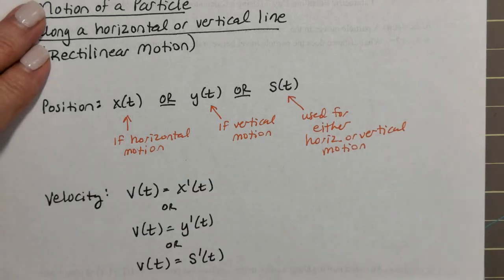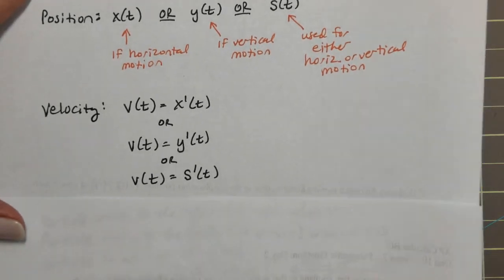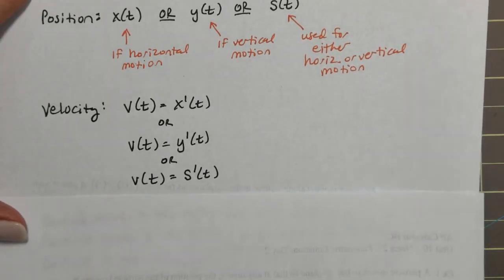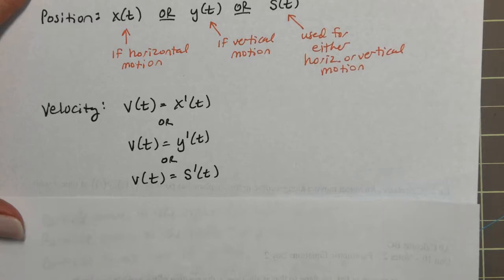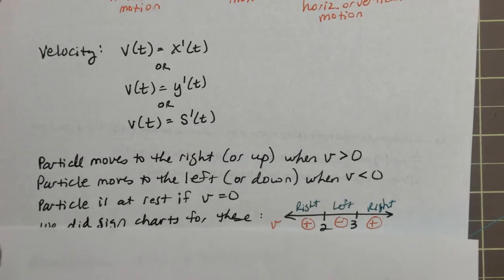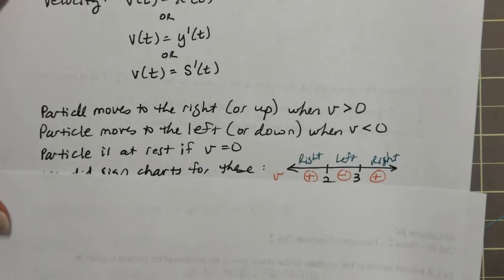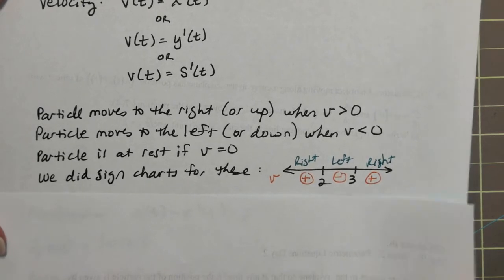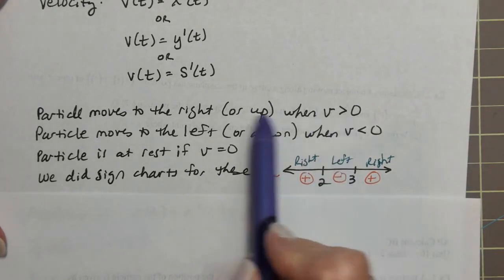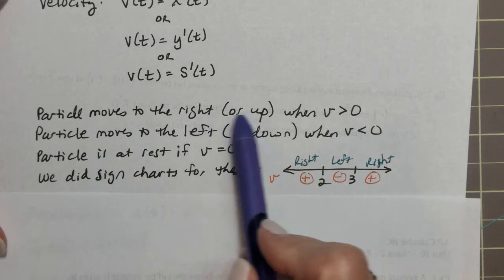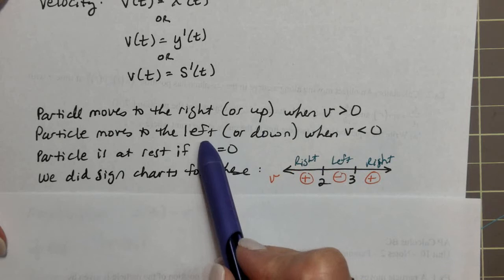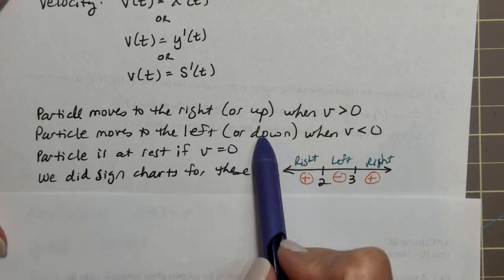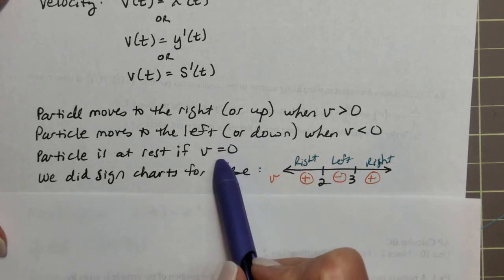We had velocity back in Unit 4, and velocity we said was the first derivative of the position function. And we did things with velocity. We said if the velocity is positive, the particle is moving to the right if we're horizontal, or up if we're vertical. When the velocity is negative, the particle is moving to the left or down, and the particle is at rest when the velocity is 0.